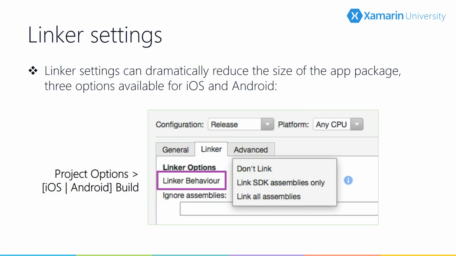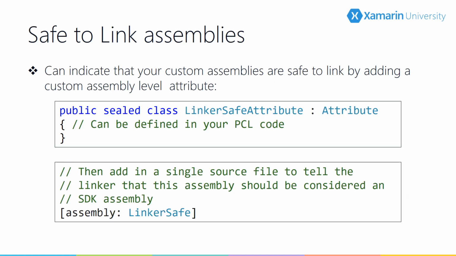Now, this option is controlled in the project options under the build tab for either iOS or Android. And we see the Android dialog here. And you see the linker behavior. We can choose don't link, link all assemblies, or our safe version, link SDK assemblies only.